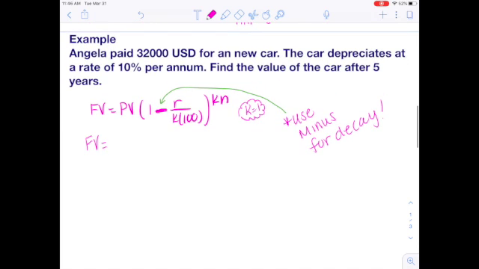Okay, so for our final value, we're going to plug in what we know. We know our present value is 32,000, and 1 minus your 10 divided by 100, remember K is 1, to the K, N value is 5 years. Just use any old calculator you have lying around and drop that in, and you should get $18,895.68 US dollars.